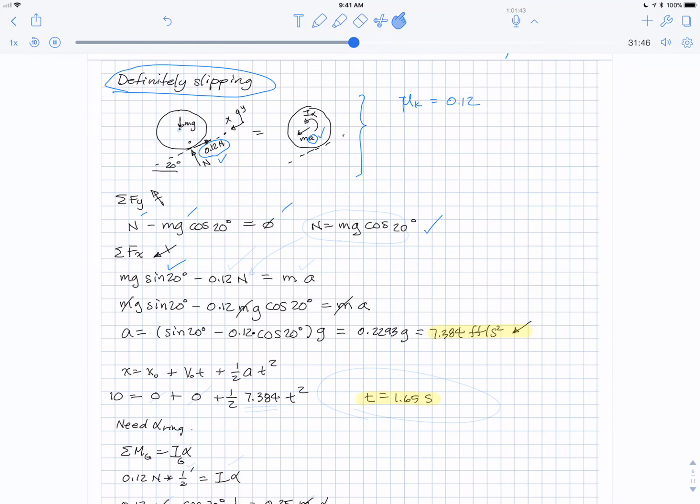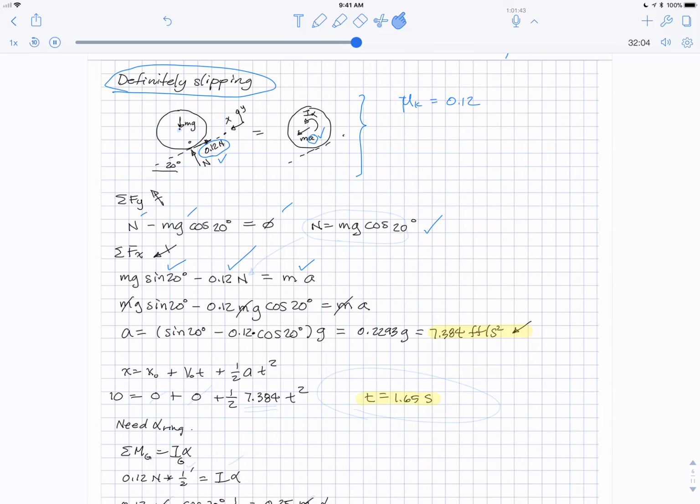So this is what's different. It used to be minus the friction force, but we know now that the friction force is mu times N, 0.12 times N, because it's sliding, and it's ma going down the hill. Now, A is not R times alpha anymore because it's slipping.